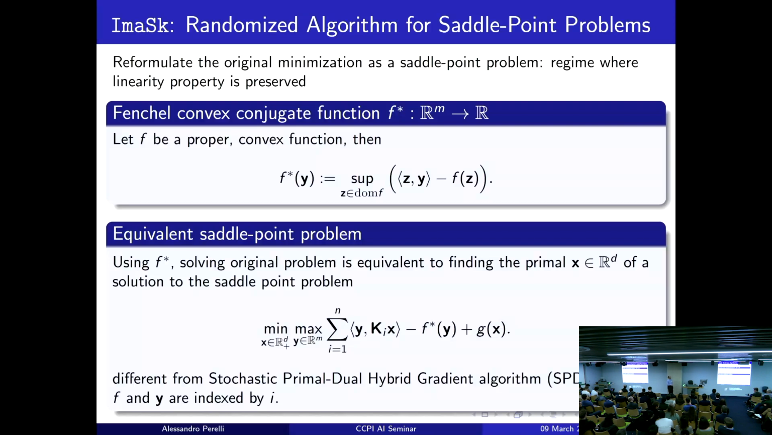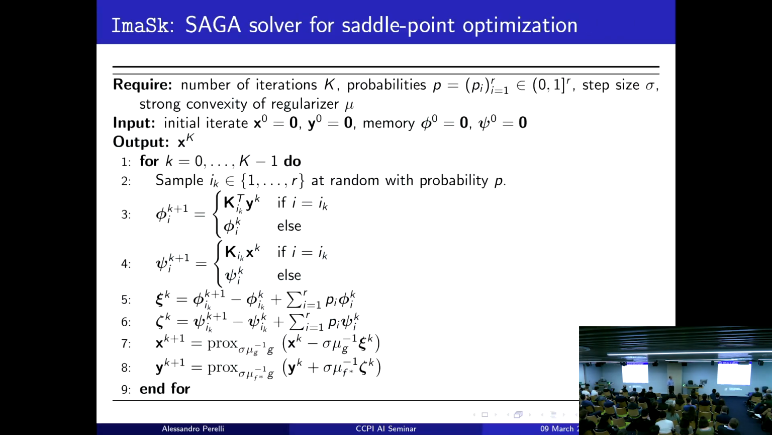Now, interestingly, compared, for example, with the stochastic primal dual hybrid gradient, we have here that y is not indexed by i, because i for us is exactly the sketches in the image domain. So from a structural point of view, for each iteration k, we sample one low resolution i, then we compute the gradient here for the primal and the dual. Here is to keep the memory.